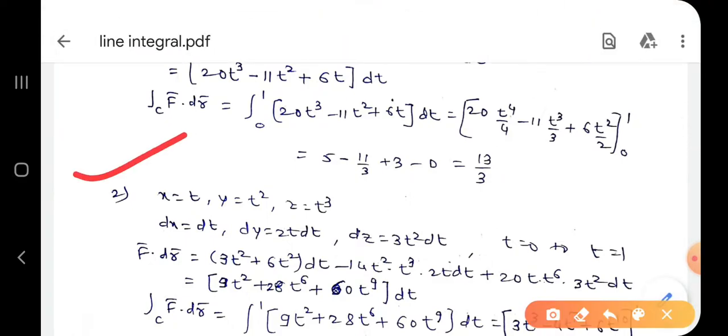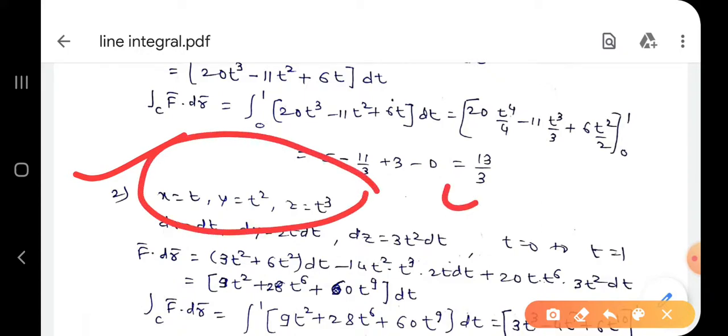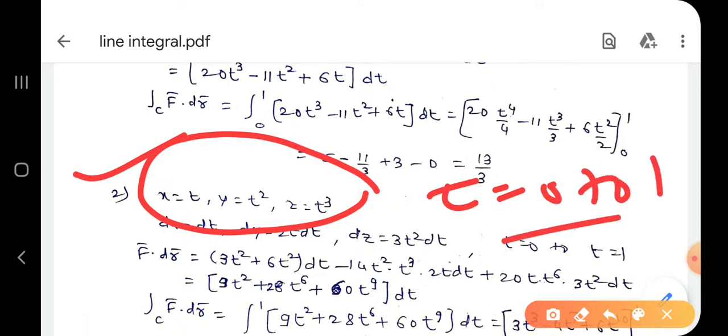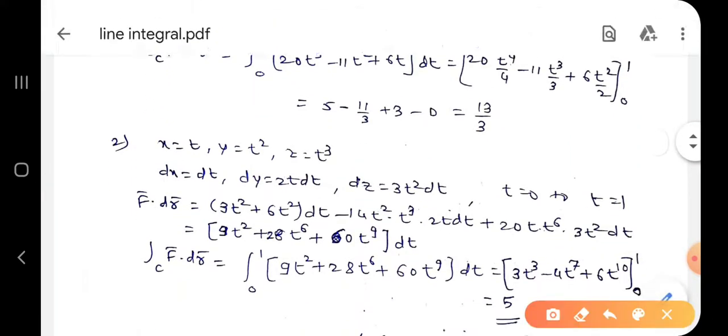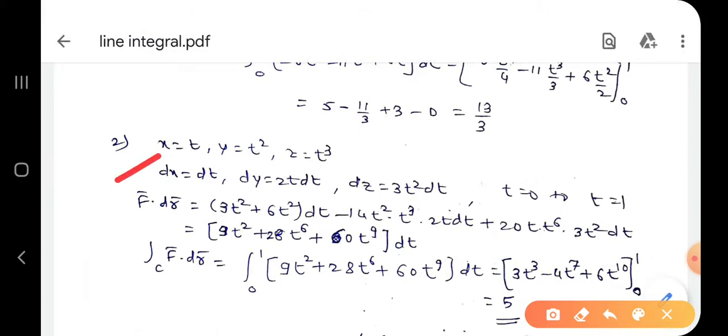Now in the second example, ready-made limits are given and ready-made values are given. What are the values? x equal to t, y equal to t square and z equal to t cube. And our t moves from 0 to 1, because the limit of x moves from 0 to 1, so no problem. Now do your calculation, find dx, dy, dz and put in F bar dot dr bar.